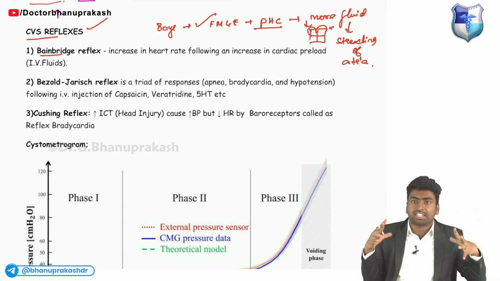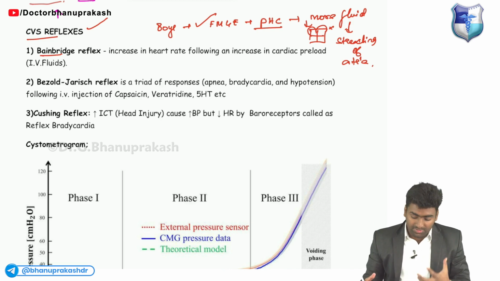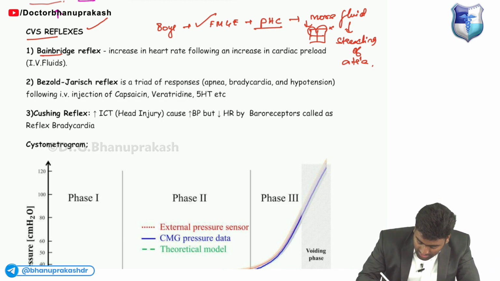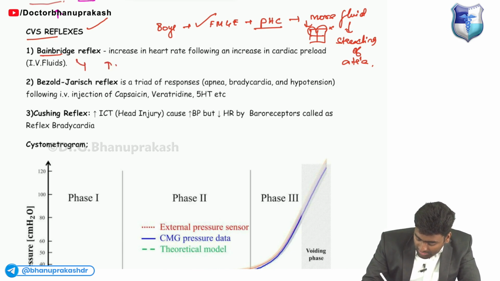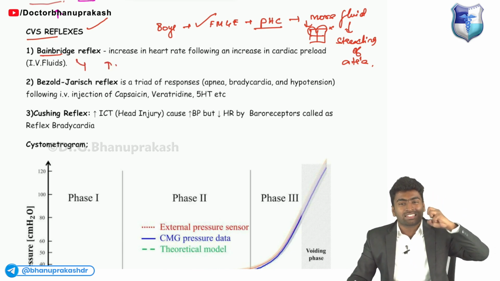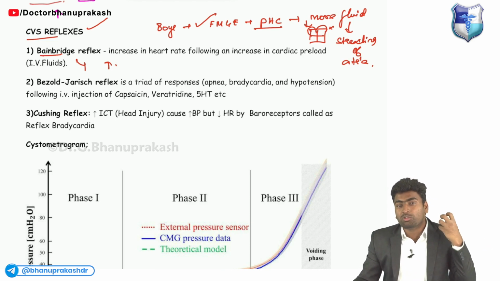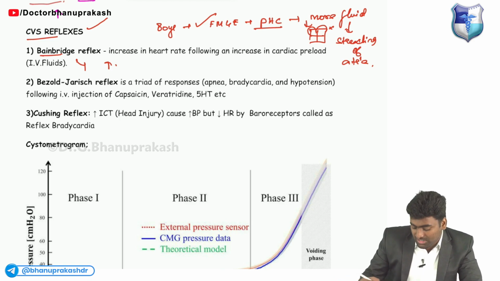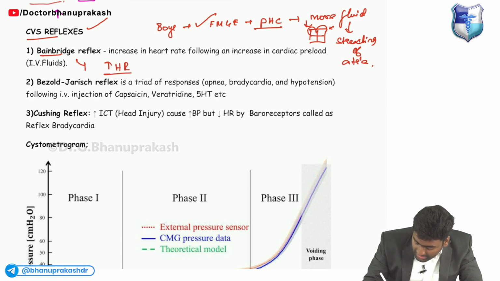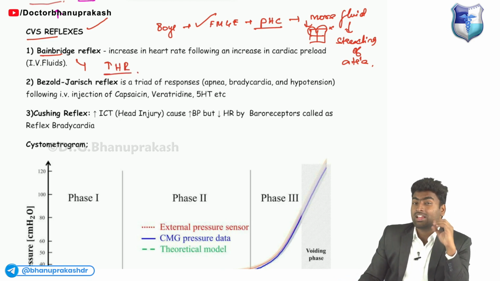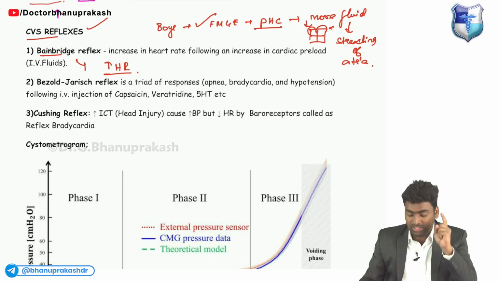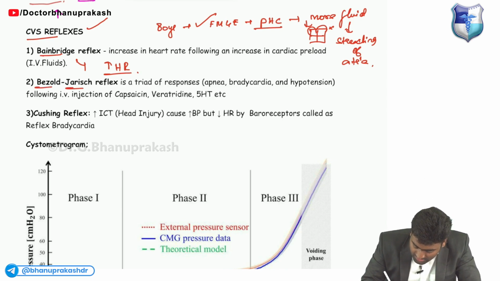Once there is stretching of the atria, the Bainbridge reflex will activate. It will cause increased heart rate and increased contraction, to push out the fluids. So tachycardia is caused, and this tachycardia due to distension of the atria is known as the Bainbridge reflex. Okay, the first thing. Next one is known as the Bezold-Jarisch reflex.